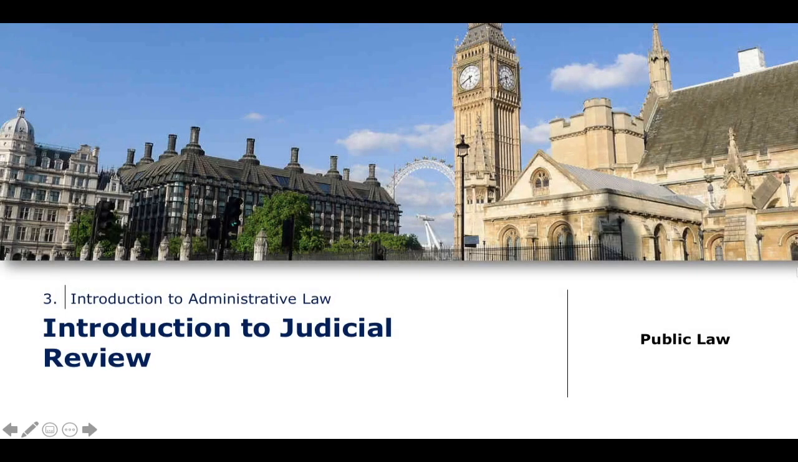So in the previous lesson, we talked about the introduction to administrative law on the one hand, and in this lesson what we're going to do is talk about judicial review in a little bit more detail. So we touched on judicial review at the end of the previous lesson. We noted that one of the main ways in which we can see the expression of administrative law is through the idea of judicial review. We also noted that the supervisory jurisdiction of the High Court gives the idea of judicial review a certain amount of authority.